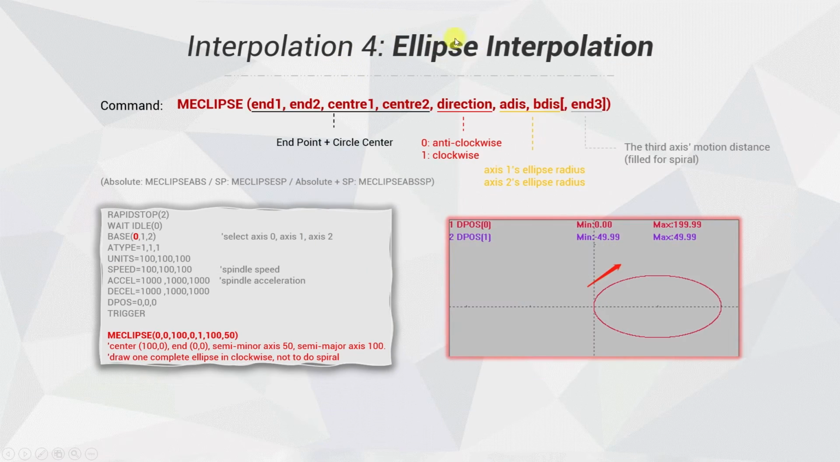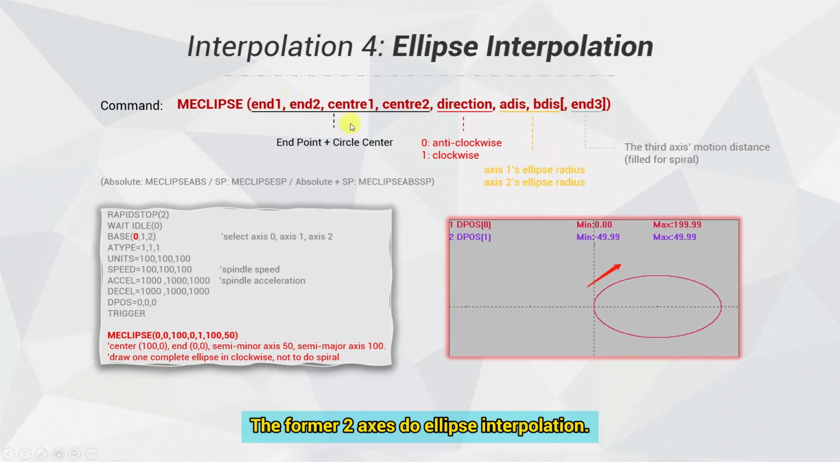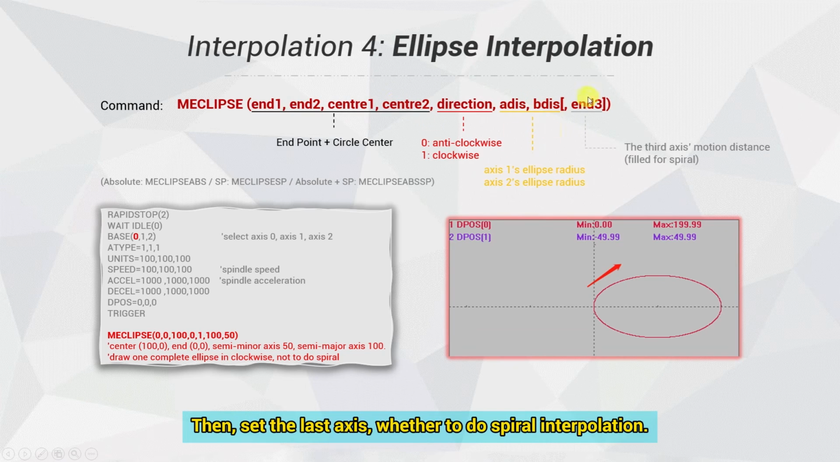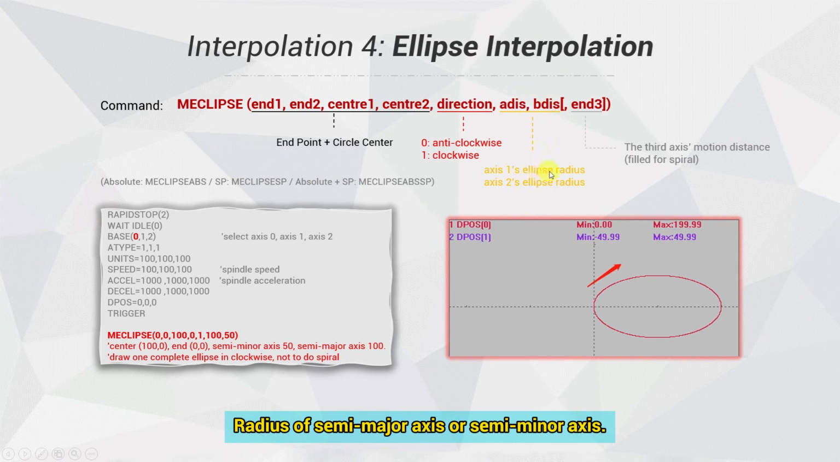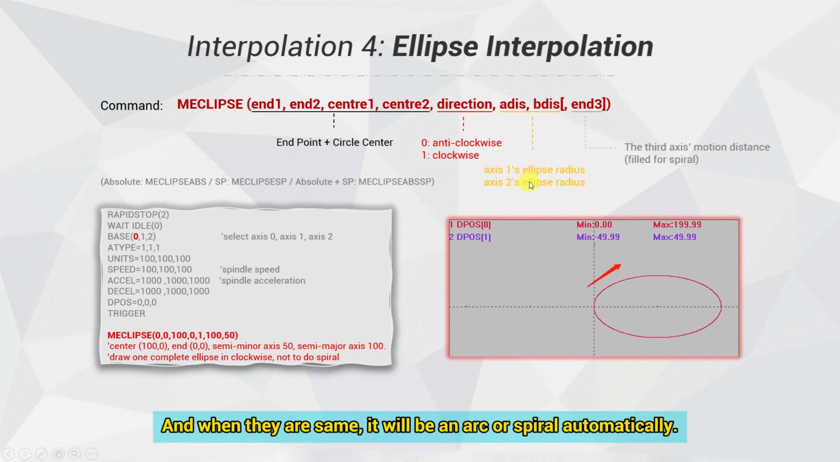Next, ellipse interpolation. Similar to spiral motion. The former 2 axes do ellipse interpolation. Then, set the last axis, whether to do spiral interpolation. Therefore, accept these 5 same parameters. The 2 axes ellipse radius are needed: radius of semi-major axis or semi-minor axis. And when they are same, it will be an arc or spiral automatically.